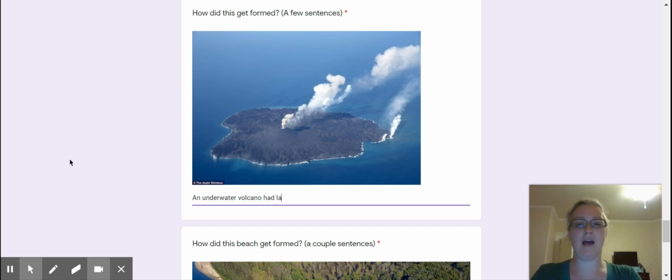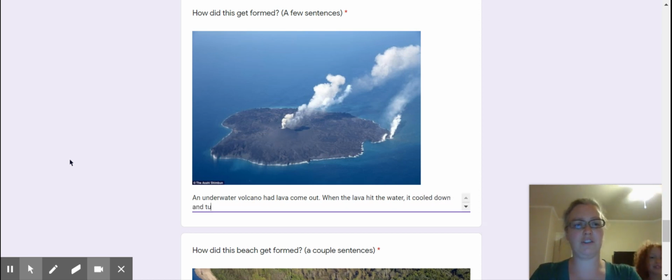had lava come out. When the lava hit the water, it cooled down and turned to igneous rock.